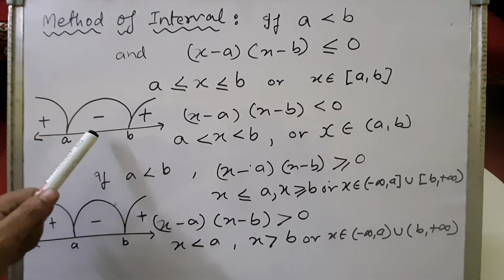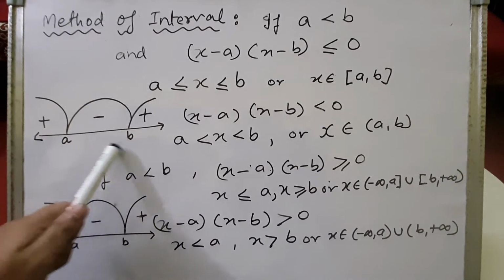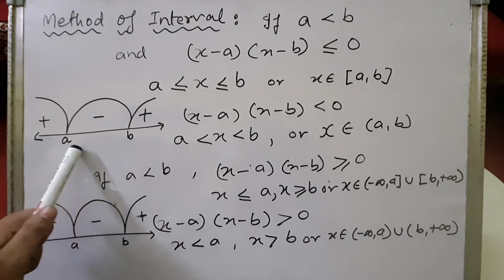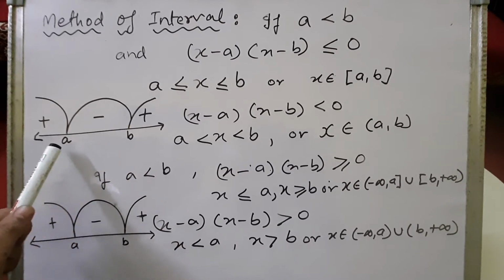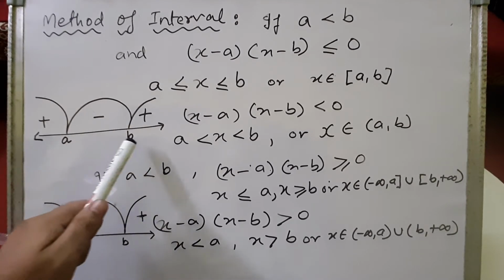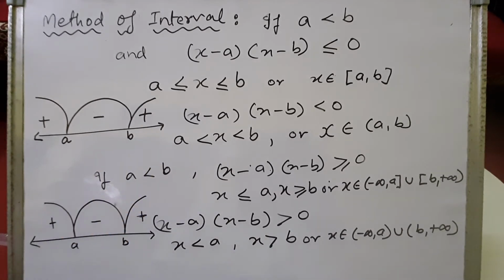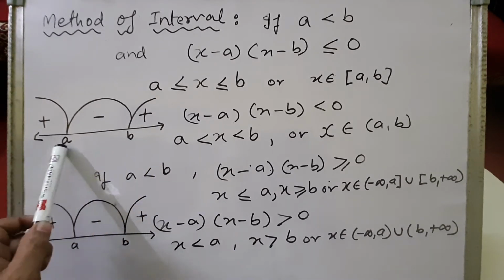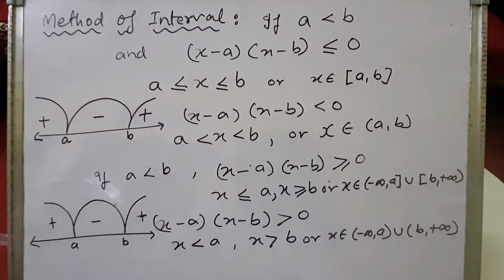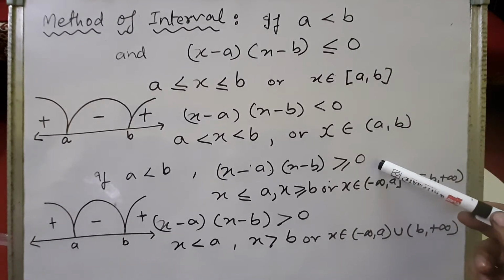So whenever you have to find when the inequality is negative, you can see that the inequality is negative in between a and b, and it is positive for x less than a and greater than b. We will discuss this afterwards. So from here you can see that the inequality is negative when x is lying in between a and b, right? Now see the inequality when (x - a)(x - b) is greater than or equal to 0, when a is less than b.